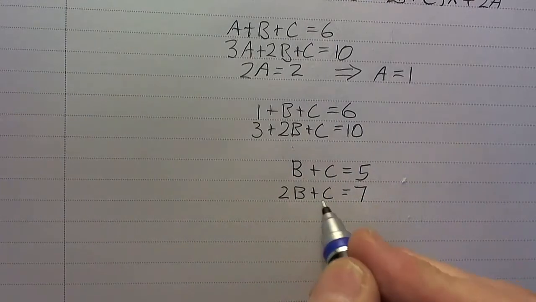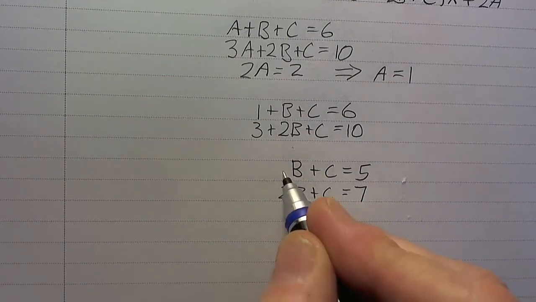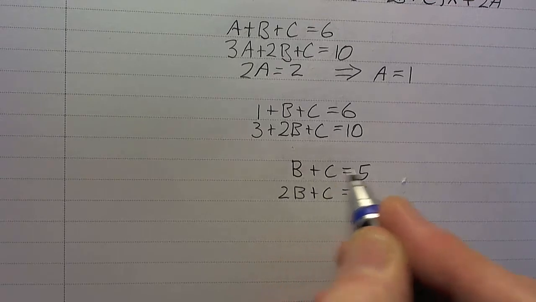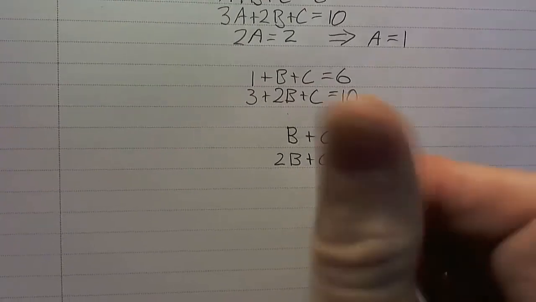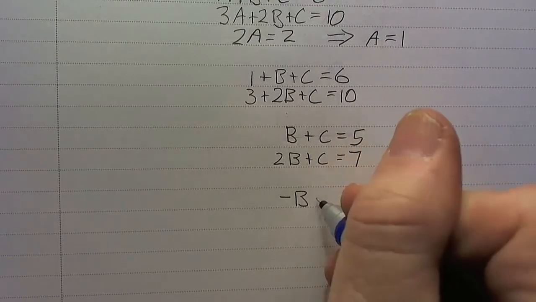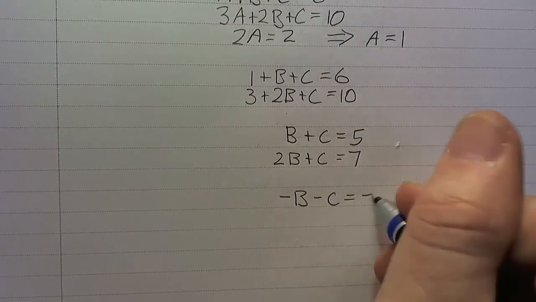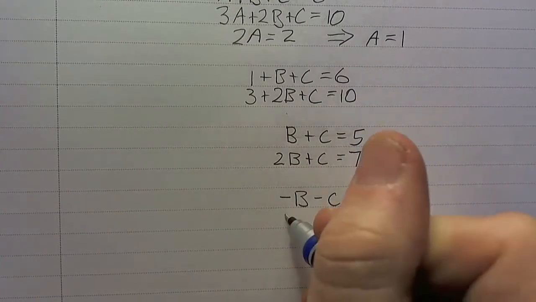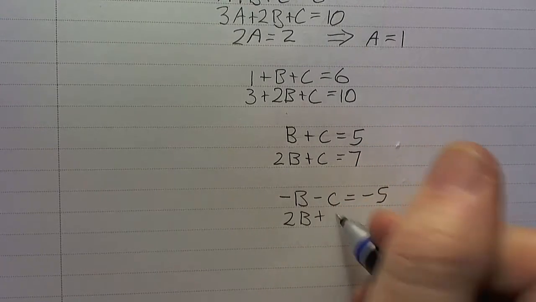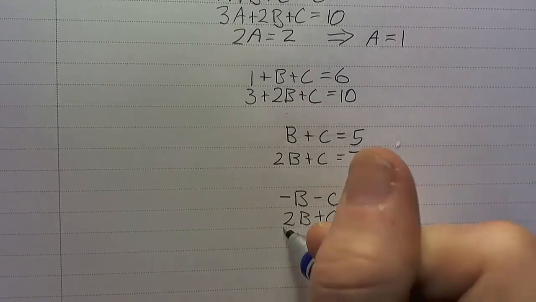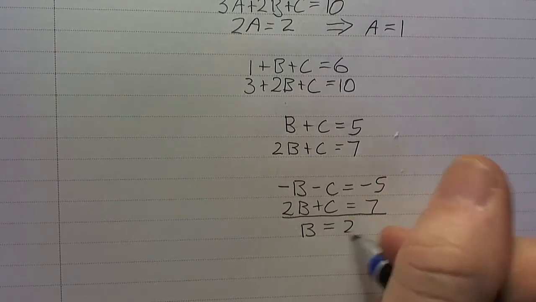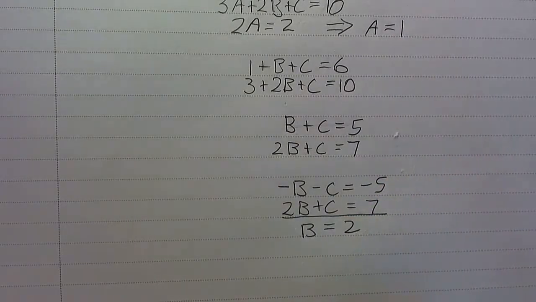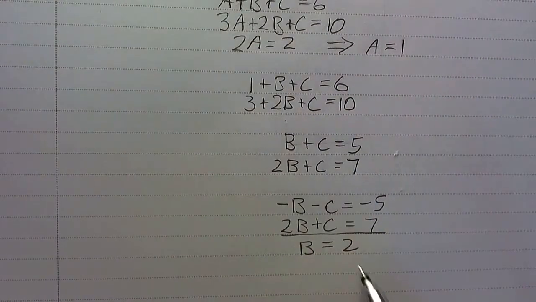I think what I'll do is eliminate the c. I'll just multiply equation 1 here by negative 1. And I get negative b minus c equals negative 5. And then I've got 2b plus c equals 7. And that means that b is equal to 2. So good. We've got a is 1 and b is 2.